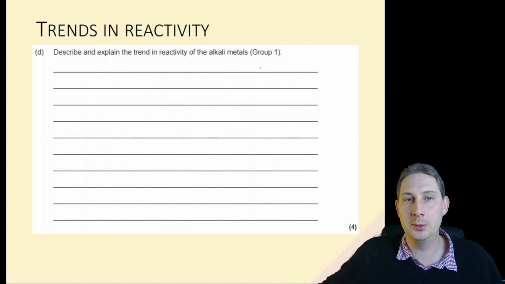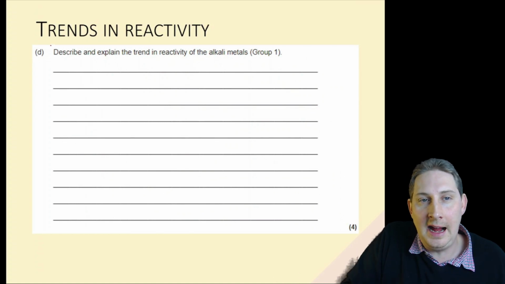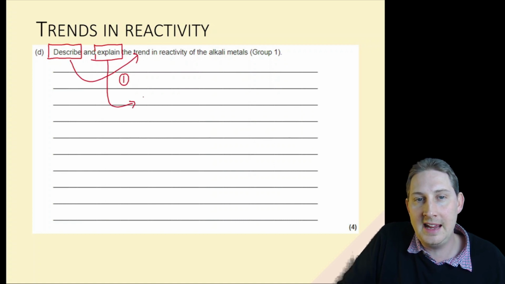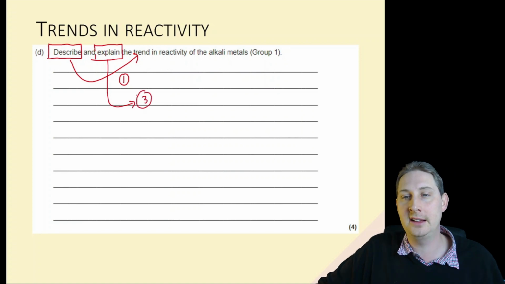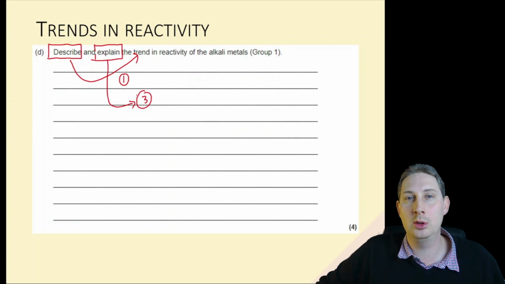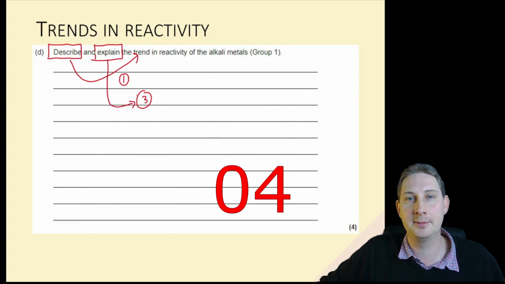Second question from C1. Describe and explain the trend in reactivity of the alkali metals. So the first thing you've got to do is describe the trend in reactivity, and that's probably worth 1 mark, and then explain it for the next 3 marks. Again, pause the video. If you know how to get on with this, give yourself 4 minutes. If you need to look this up, look it up, and then see if you can work out what the marking points would be for. Pause the video, 4 minutes. See you at the end.